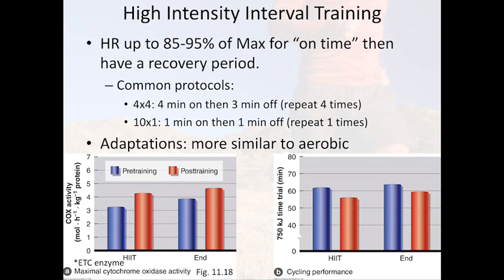Okay, so what about high-intensity interval training? The definition of HIIT is that we get our heart rate up to 85 to 90% of max for the on time. Maybe that's 1 minute, maybe that's 4 minutes, something like that. And there's a couple different ways to do this: the 4x4, the 10x1, something like that.